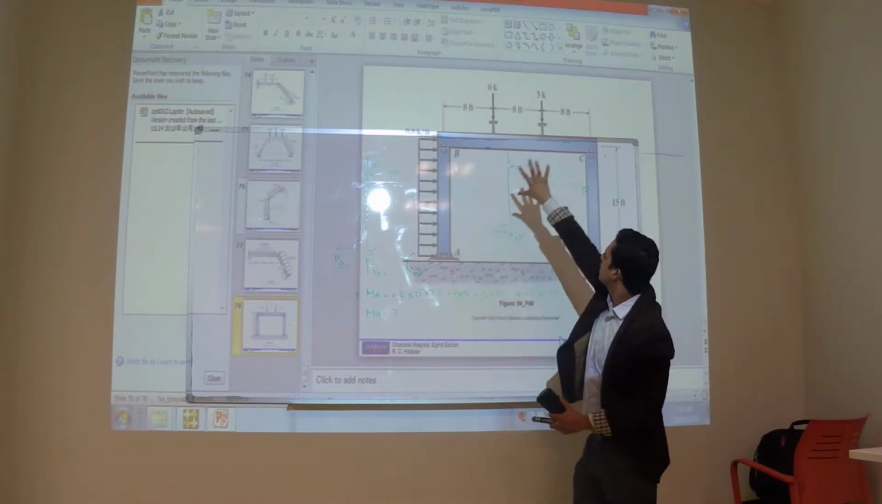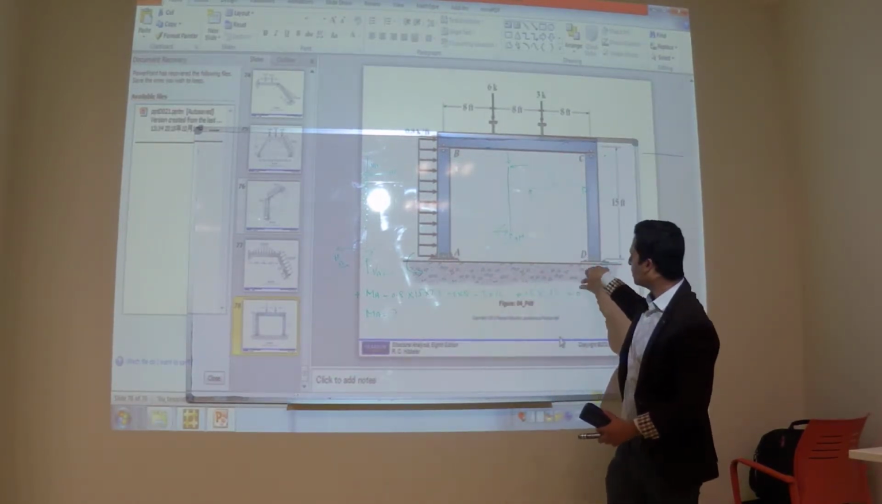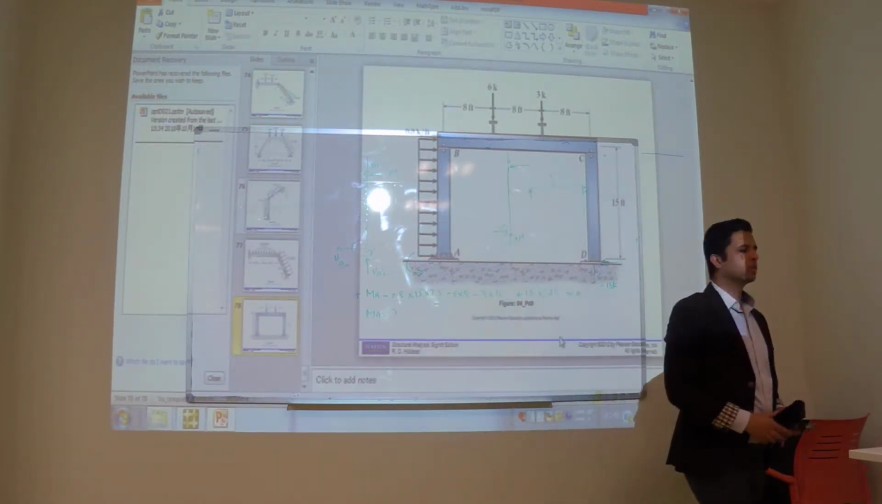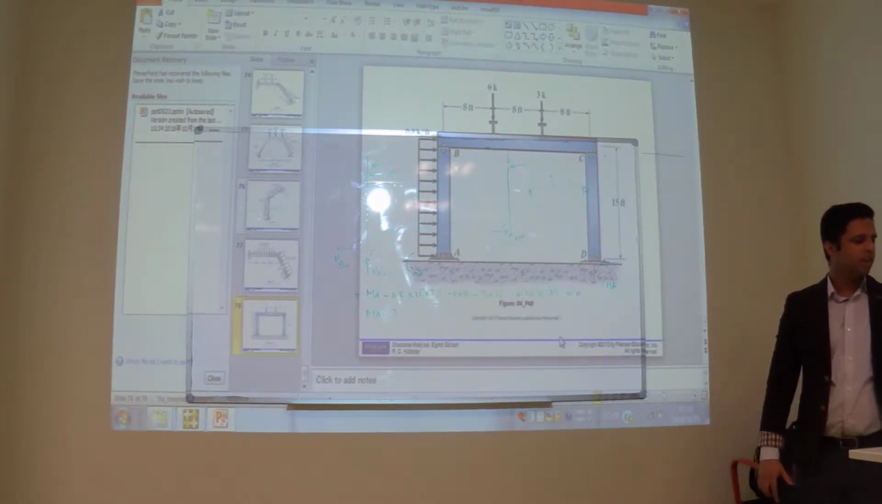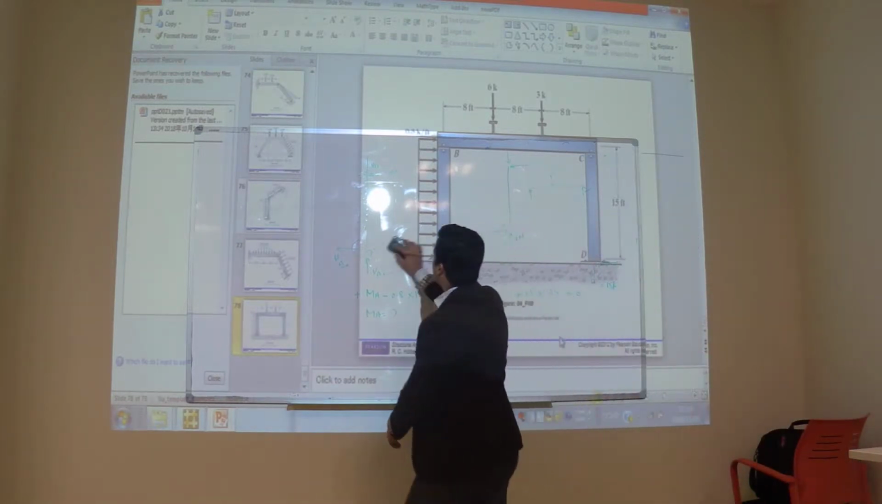And then consider this structure as a whole. 3 reactions here, 2 reactions here. Apply sigma m, you will get this m. This is the only thing. Well, I don't want to teach you this today, but we have done it.